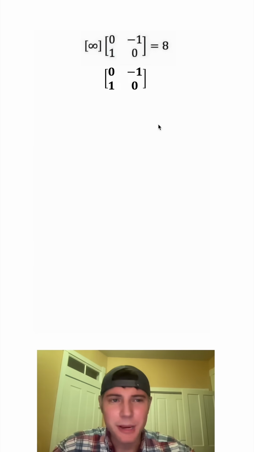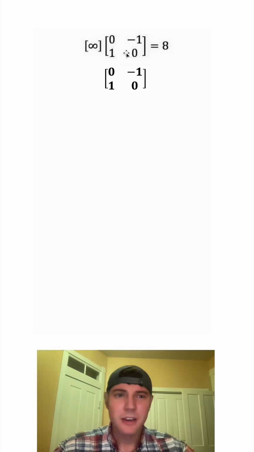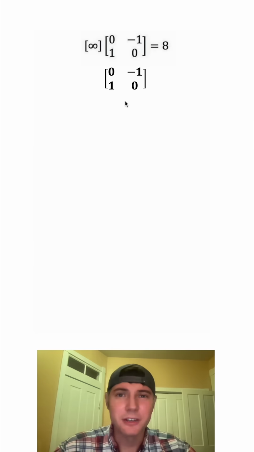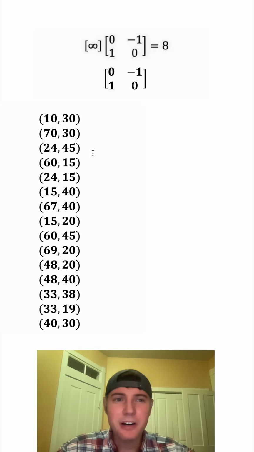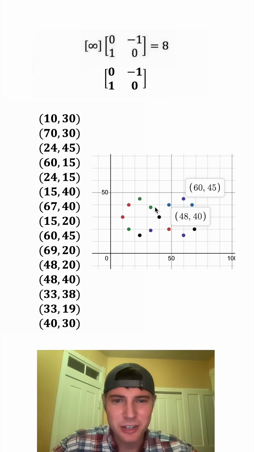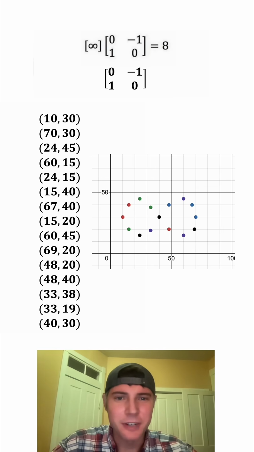So first, this matrix [0, -1; 1, 0], that is a rotation matrix. If you do matrix multiplication in this way, it'll rotate your figure 90 degrees clockwise. So let's test it out. If we plot all these points, it makes an infinity. Here it is right here. And you can see they form a nice looking infinity symbol.